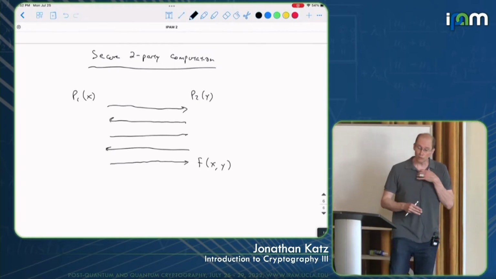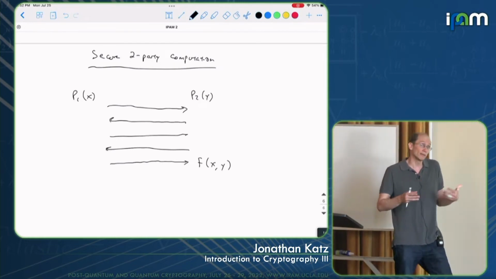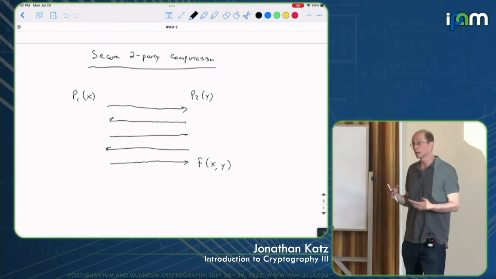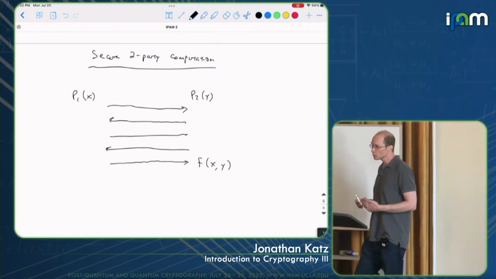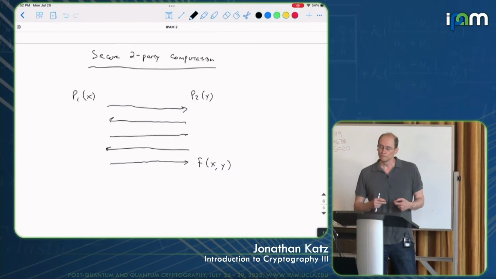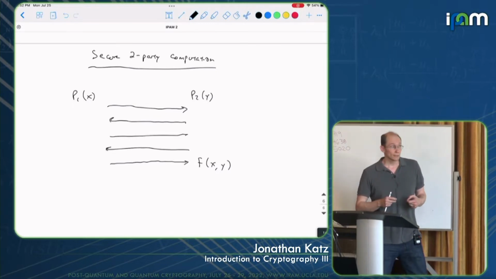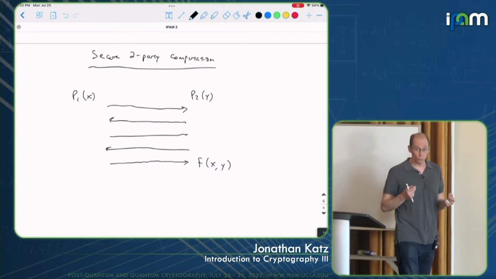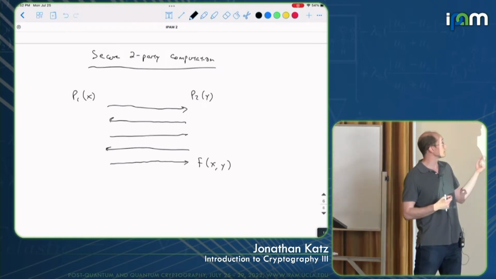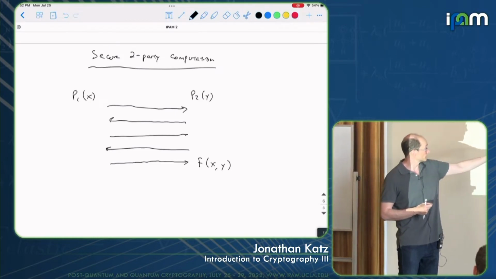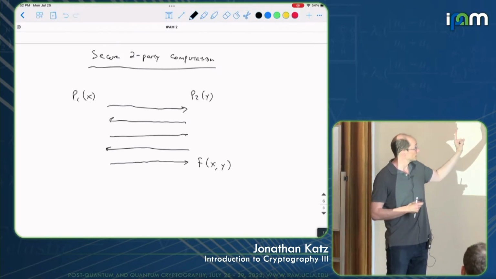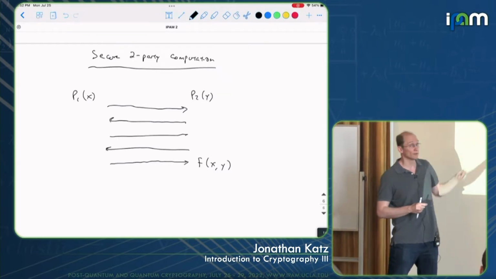It's difficult really to enumerate, to think about, and even to define all these different properties we might want one by one. So what we're going to do instead is look at what we might want from an ideal world evaluation, or an ideal world execution, where P2 learns f(x,y) and nothing else.